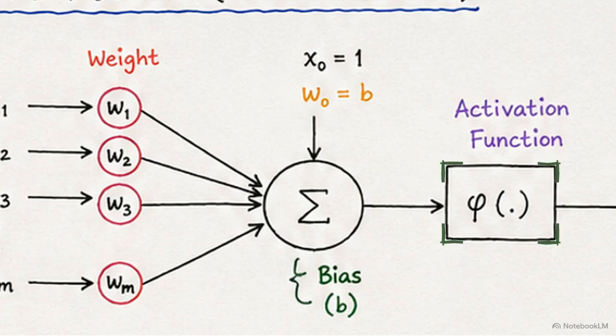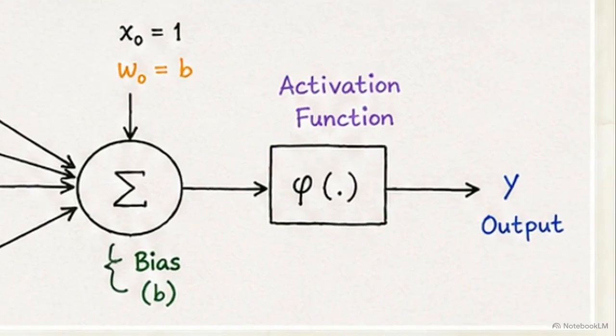Finally, the right side of the diagram shows that raw sum passing through an activation function. This shapes the number into a clean, readable output. That sequence, intake, sum, and activate, is a complete artificial thought.